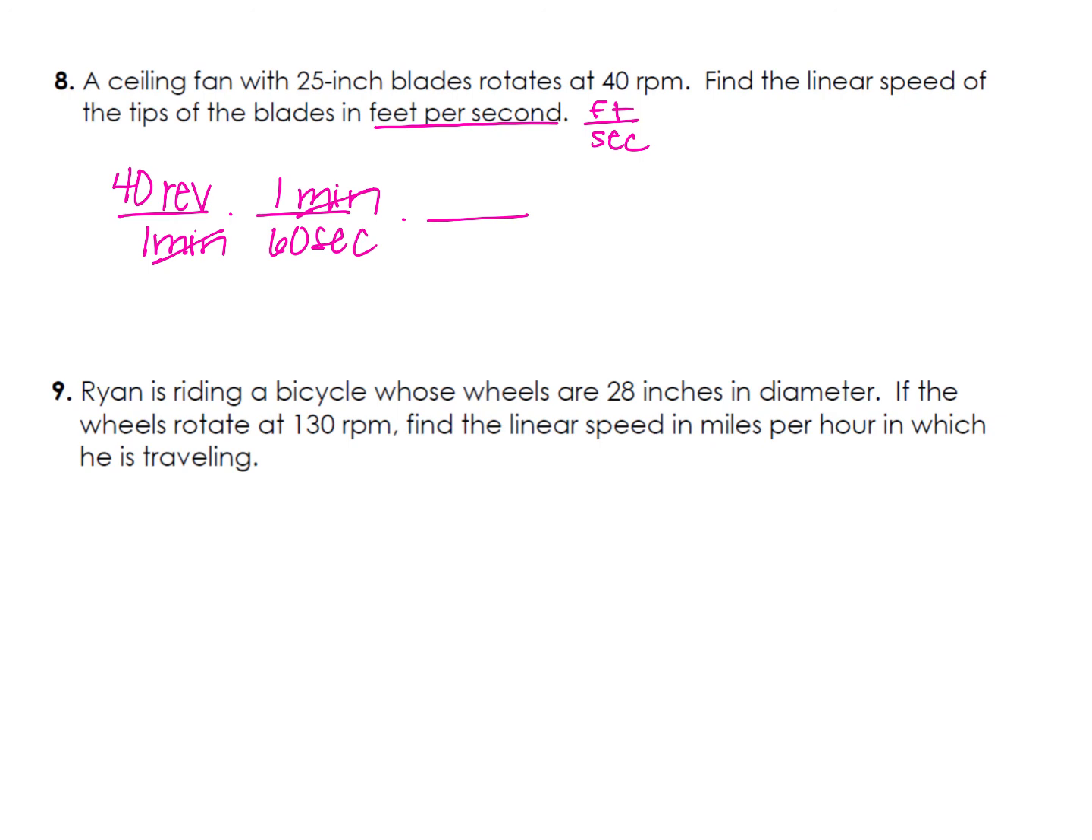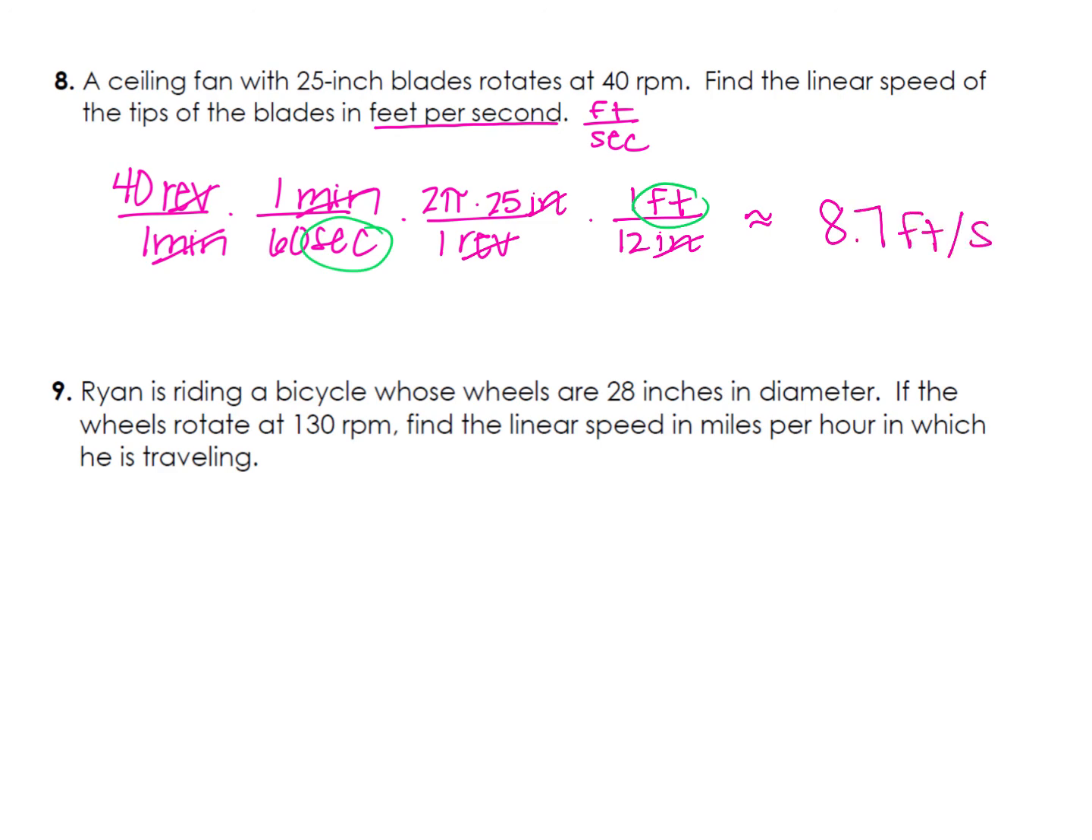And then into feet, 1 revolution, if we use our circumference, is 2 pi times 25 inches. And to convert inches into feet, we know there are 12 inches in 1 foot. And noticing we are in feet per second, which is where we wanted to end up. So taking the time to type it in your calculator, make sure we get about 8.7 feet per second.